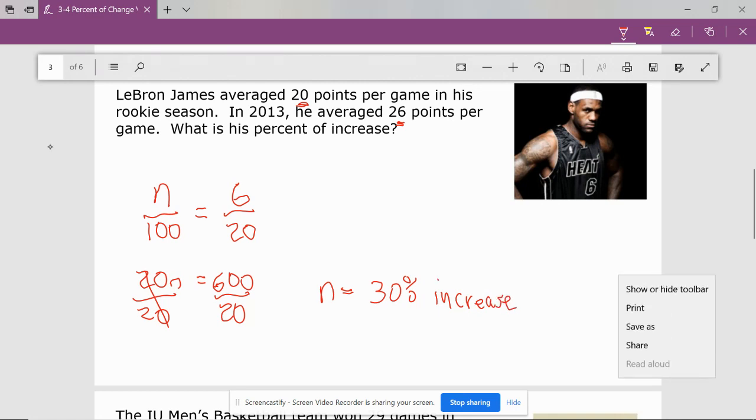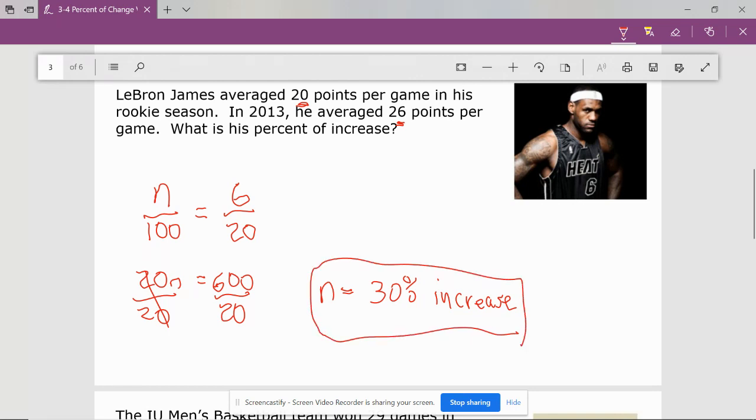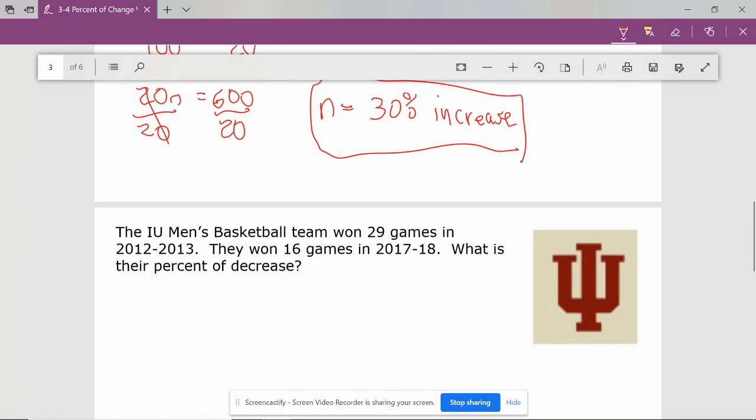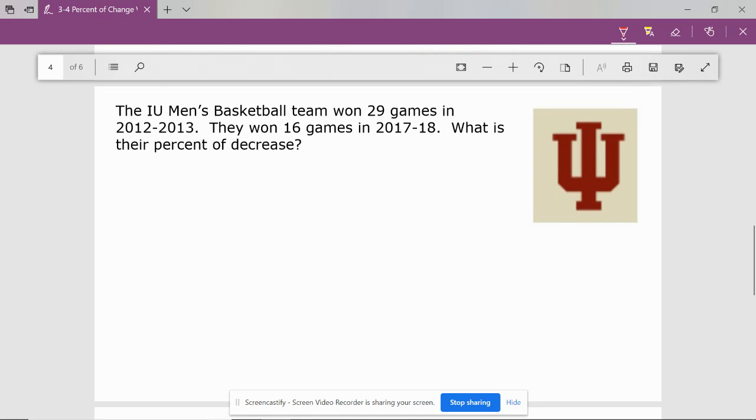Does that make sense? So this is our answer right there. Not much different than what we've done before. We have to make sure that we're labeling our answers. They are word problems. We're just taking some real life situations and putting them into problems using our original equation. Okay, the IU men's basketball team won 29 games in 2012 and 2013. They won 16 games in 2017, 2018. What was their percent of decrease?